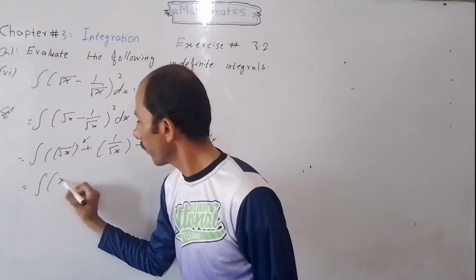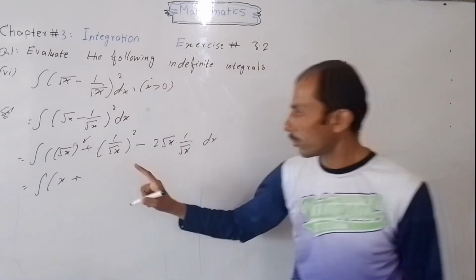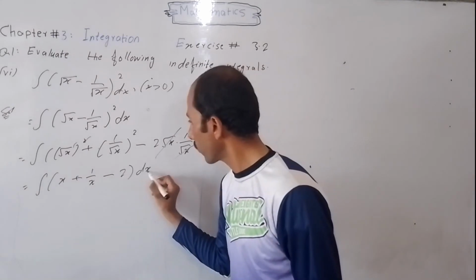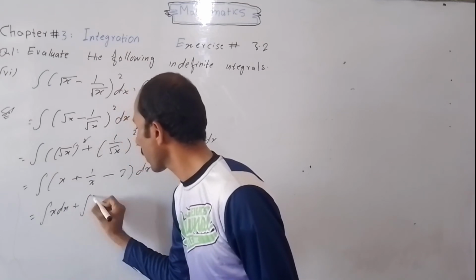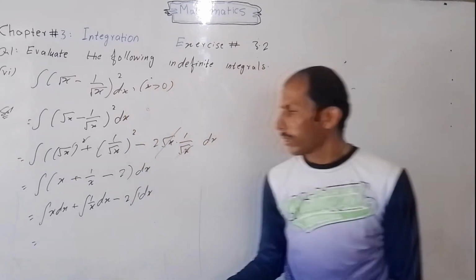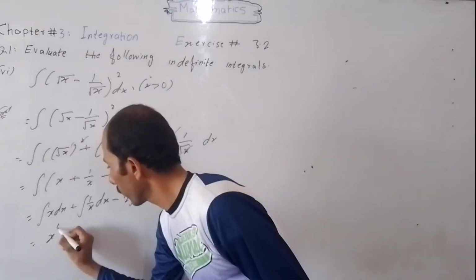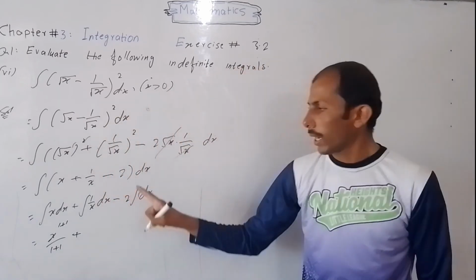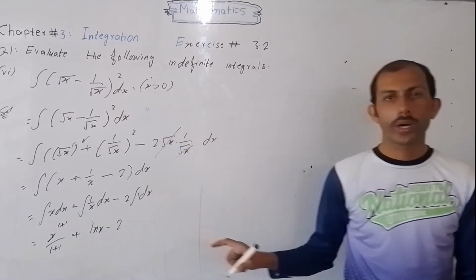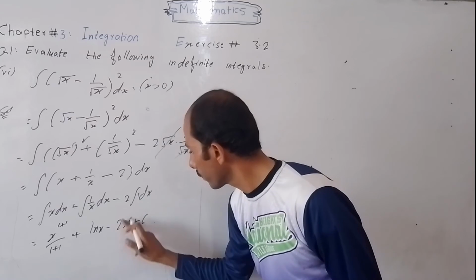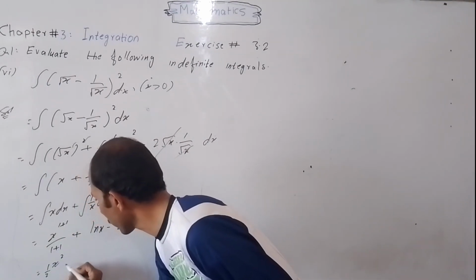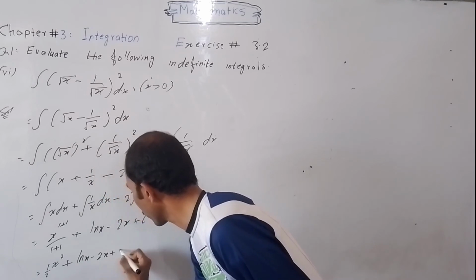Which is equal to the integral of x plus 1 divided by (square root of x) whole squared, which can also be written as 1 divided by x, minus 2, dx, which is equal to the integral of x dx plus the integral of 1 divided by x dx minus 2 times the integral of 1 dx. The power of x is 1, so x power 1 plus 1 divided by 1 plus 1, plus the integral of 1 divided by x dx is natural log of x, minus 2 times the integral of 1, which is x, plus c, which is equal to 1 over 2 x squared plus natural log x minus 2x plus c, which is the required solution.